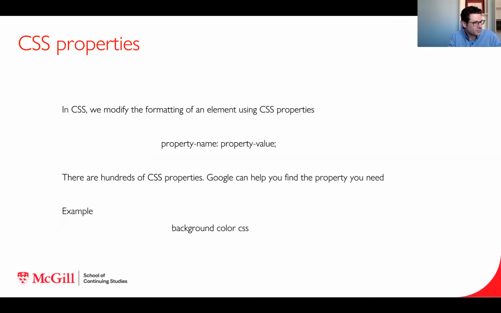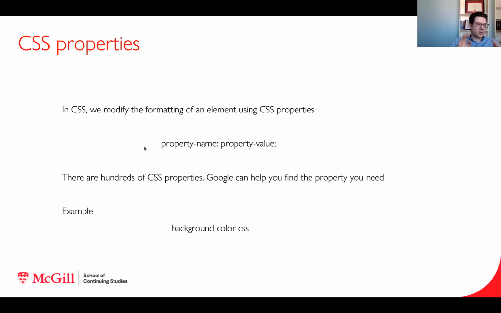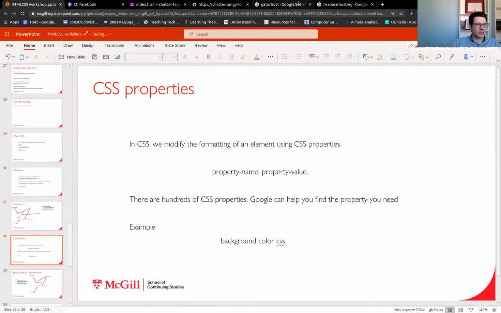Okay, so generally speaking, this is another theme in computer programming. Everything is always an instance of a more general pattern. And this color colon red is a general pattern. And the pattern is property name colon property value. And you might be asking yourself, what CSS properties exist? And I will answer, good question. Hundreds or even maybe thousands. I don't know. I'm not keeping count. There's a lot. And what you can do is you can just Google whenever you need one, right?